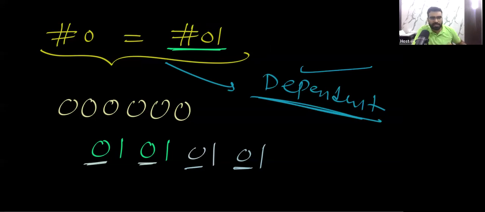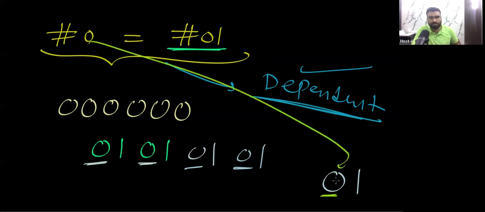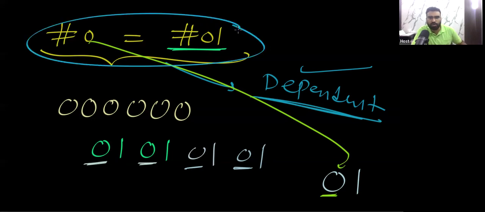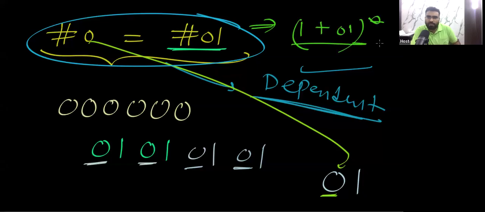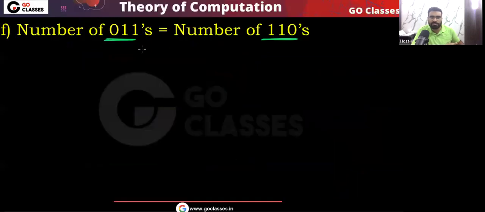Because you can easily see in this 01 itself, if 01 comes, the 0 has already come. So very simple. If you want number of 0 equal to number of 01, then remember the answer will be (1 or 01)*, because 0 cannot come freely. In this language, this will be your language, (1 or 01)*. Is this doubt clear?